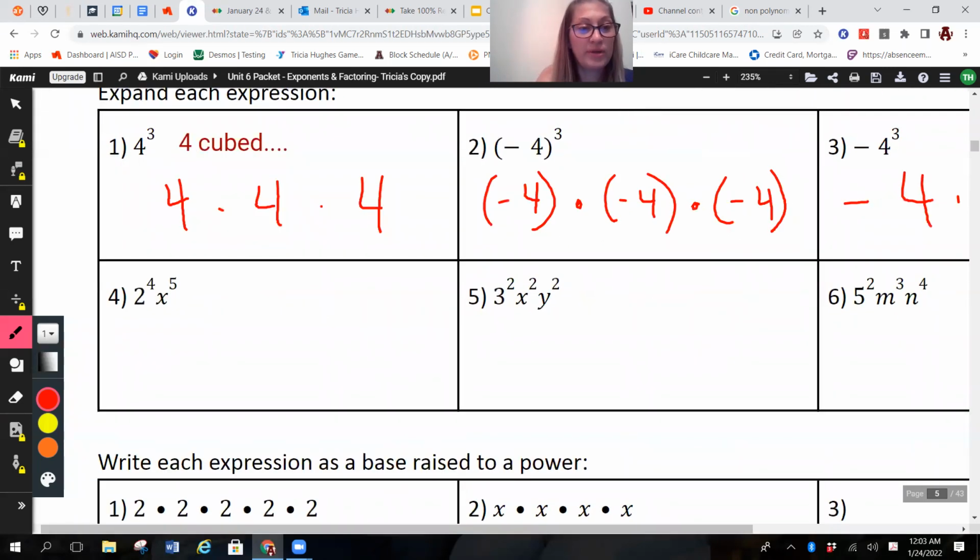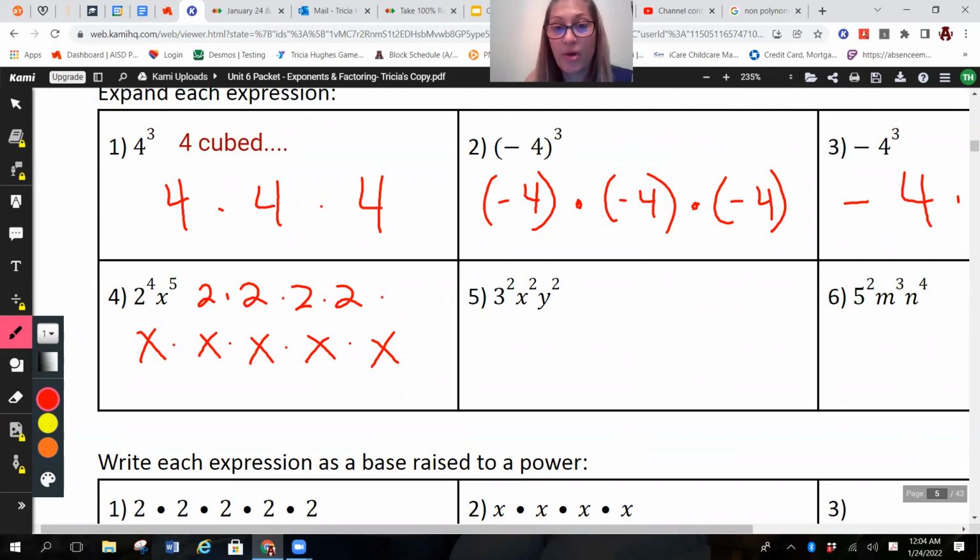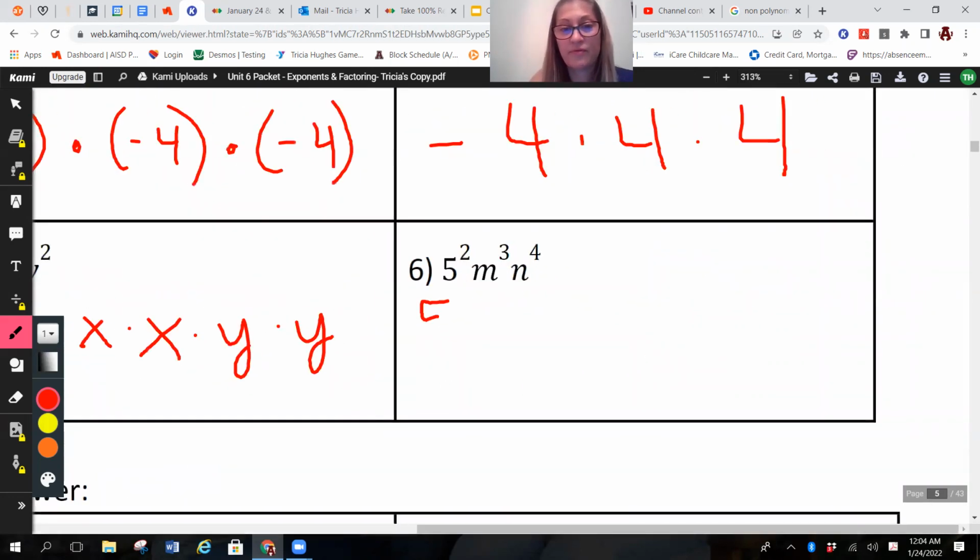Okay, number 4 would be 2 four times, 1, 2, 3, 4, and x 5 times, 1, 2, 3, 4, 5. We're expanding the problem. Same thing for number 5, 1, 2, 1, 2, 1, 2. Done. And number 6, 5 times 5 times m times m times m times n times n times n times n. Done.